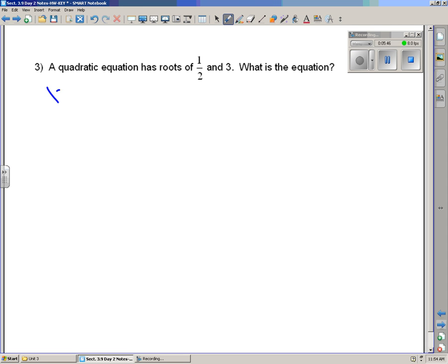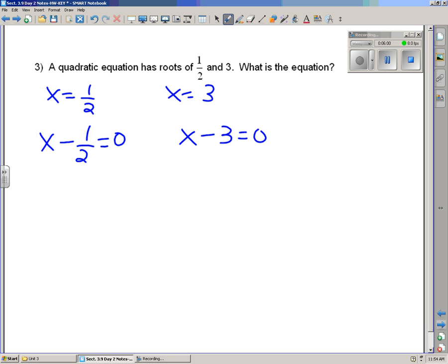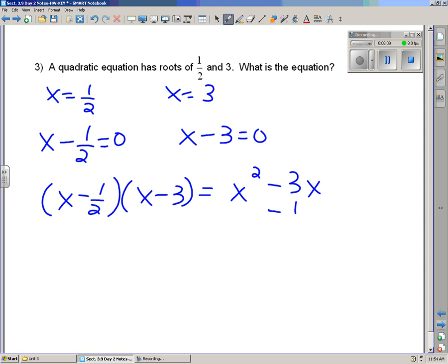So we know that x equals a half, and we know that x equals 3, which means this equation came from x minus 1/2 equal to 0. This came from x minus 3 equal to 0. If I now multiply these together by FOIL, I get x squared minus 3x minus 1/2 x plus 3/2. And when I combine like terms, here's where you have to be careful.